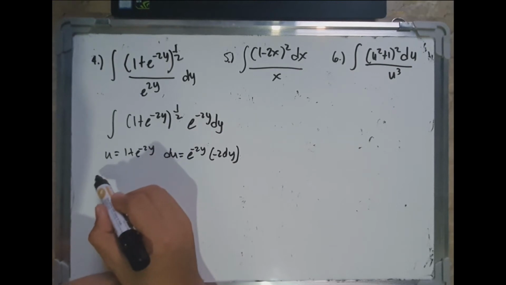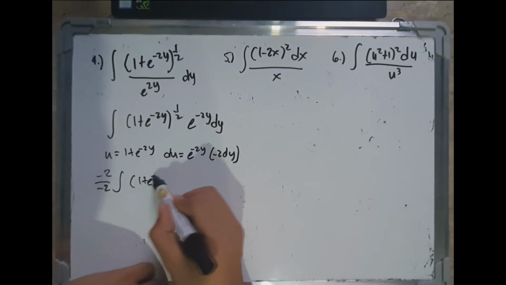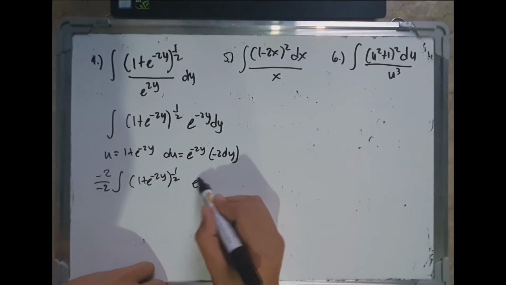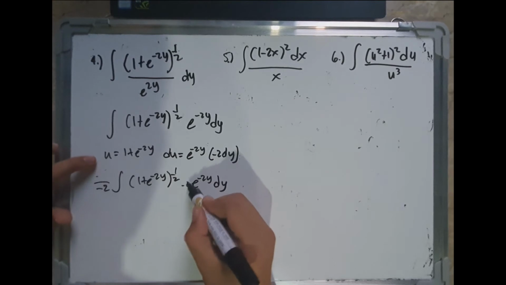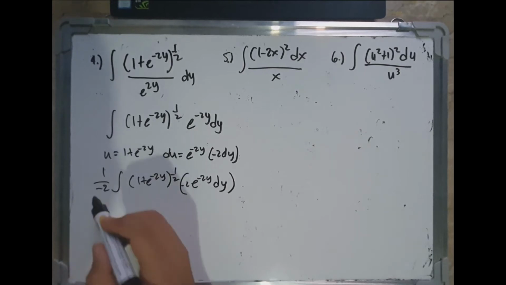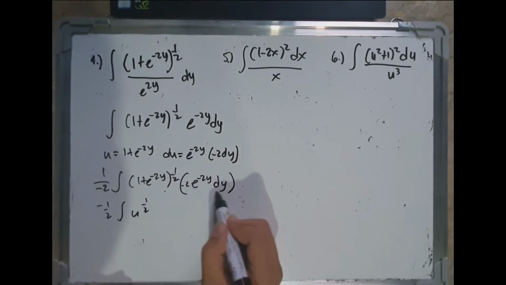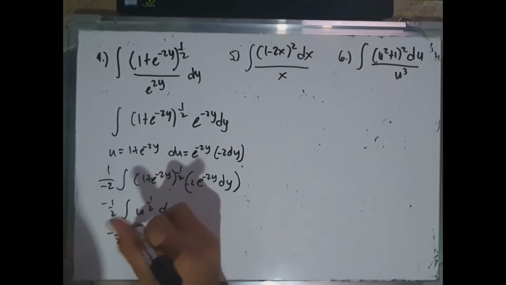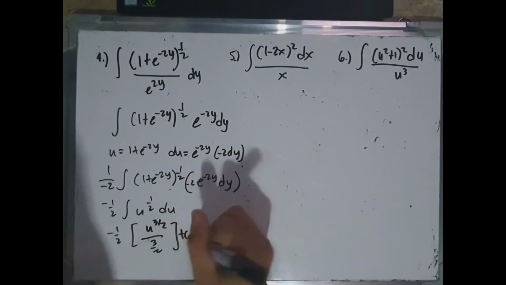So again, completing negative 2 over negative 2, quantity 1 plus e raised to the power of negative 2y raised to the power of 1/2 e raised to the power of negative 2y dy. Writing negative 2 inside, this will become 1. So now this is the form of negative 1/2 u raised to the power of 1/2, and this one is obviously the du. As negative 1/2 u raised to the power of 3/2 over 3/2 plus c.